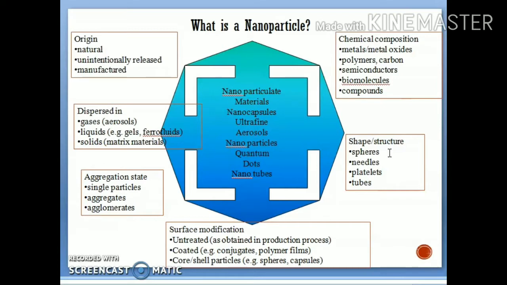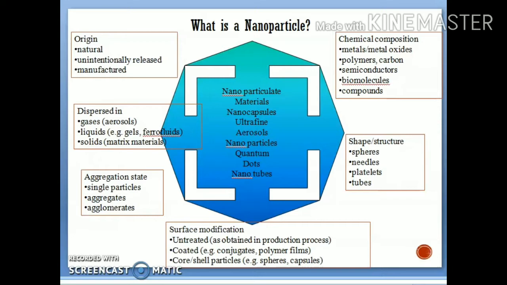Surface modification is possible in nanoparticles. The surface modification may be categorized as untreated, which means as obtained in the production process, we use it in a similar way. Second is coated. We can coat different conjugates and polymer films onto the nanostructures, and that is how we can modify the surface of the nanoparticles.